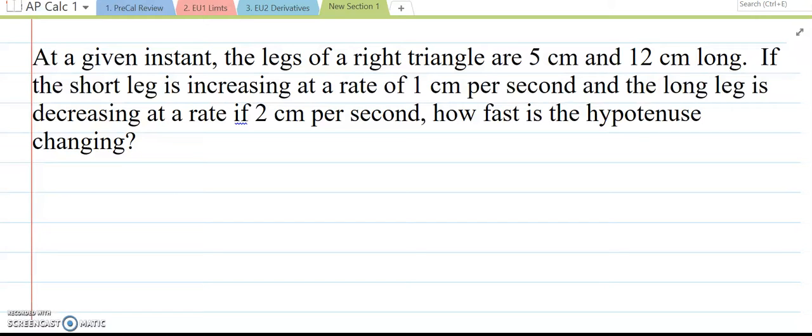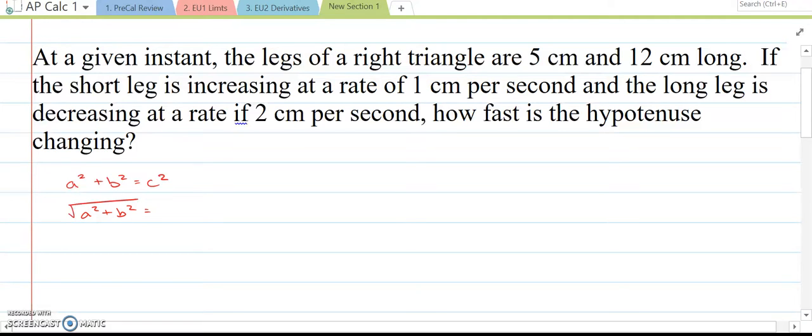A couple things that you need to recognize already. Yes, we're talking about a 5, 12, 13 triangle. However, the distances are changing right now, so that means that we're going to have to deal with derivatives. It's not good enough to just have a squared plus b squared equals c squared. We actually need to do a derivative of that. Here we go. A squared plus b squared equals c squared. What we're going to try to evaluate is going to be dc dt.